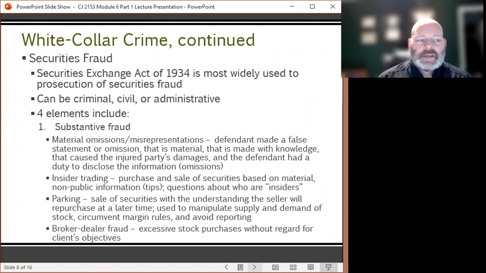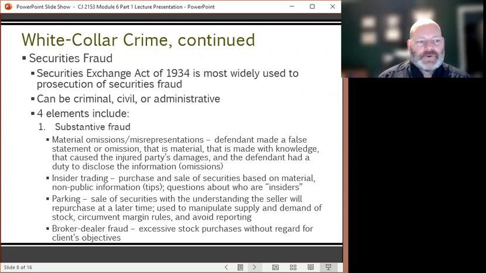Number one, there be a substantive fraud in terms of material omissions or misrepresentations. The defendant made a false statement or omission that's material, that it's made with knowledge, that it caused the injured party's damages, and that the defendant had a duty to disclose the information, which would form an omission if they did not disclose that information.